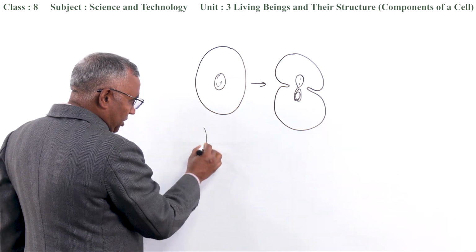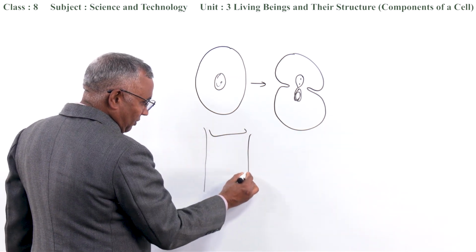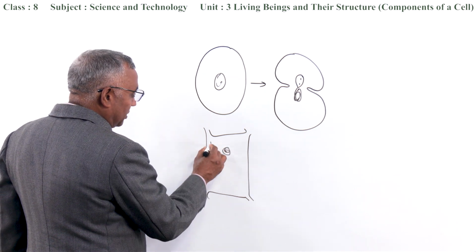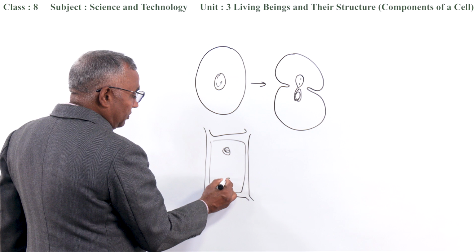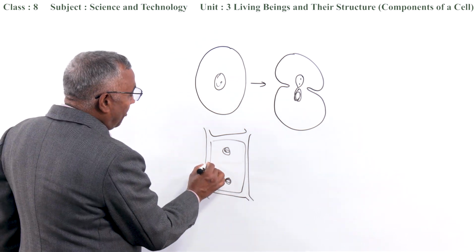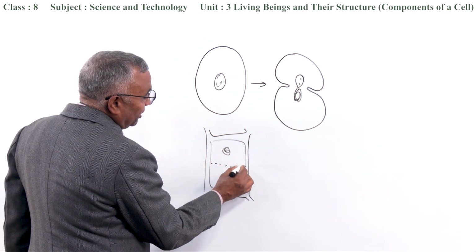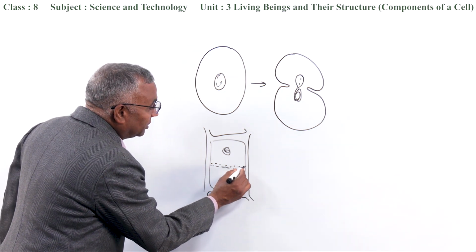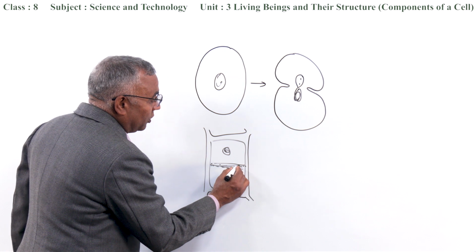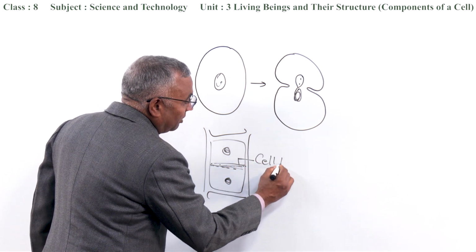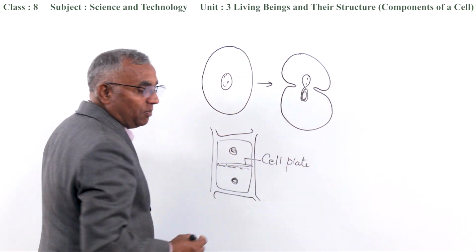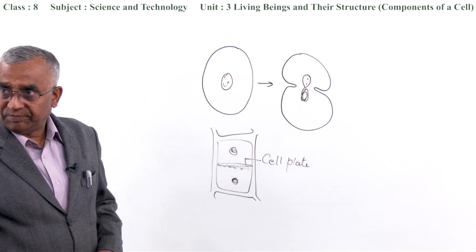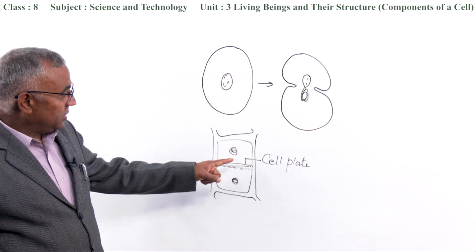But if it is a plant cell, then after the division of the nucleus, here is the cell membrane. After division of the nucleus, a plate-like structure is formed in between these two nuclei. This plate-like structure later changes into the cell wall. This plate is called the cell plate, and it is made by the Golgi body.